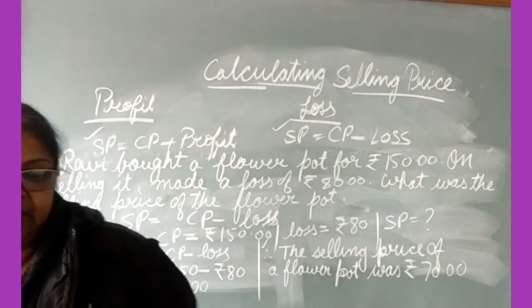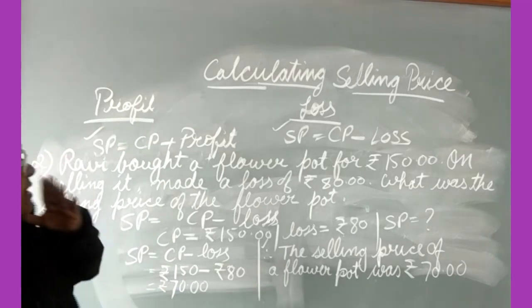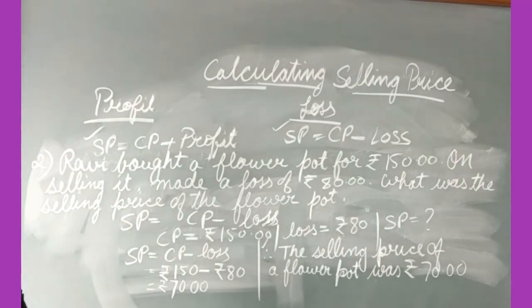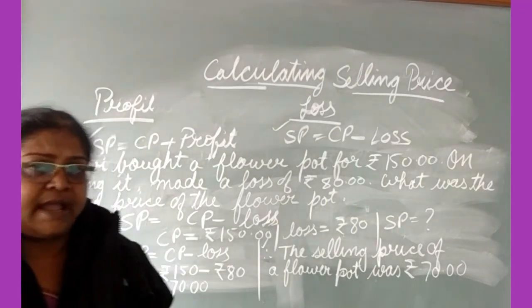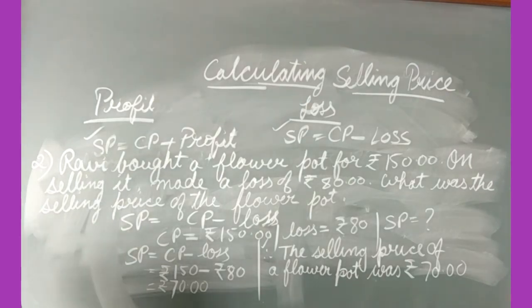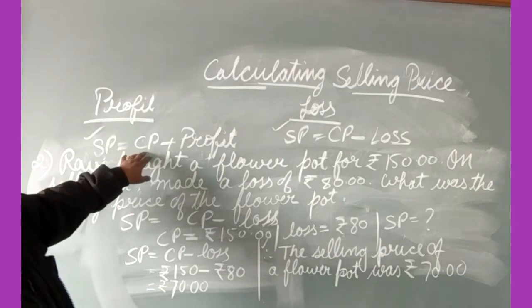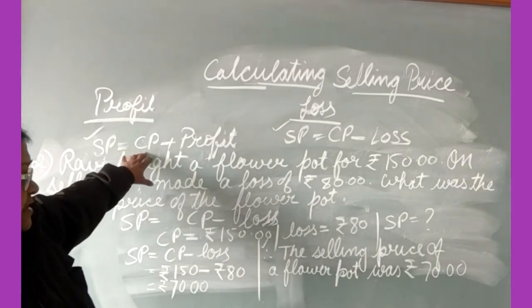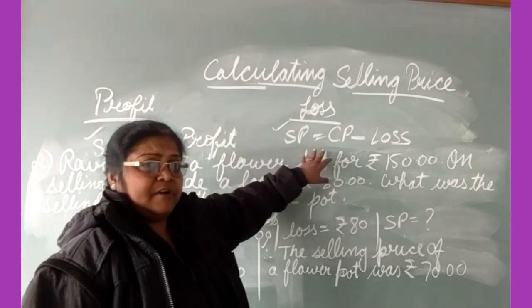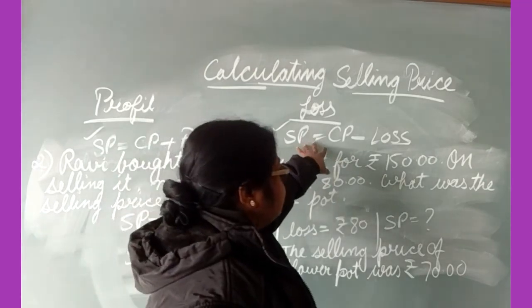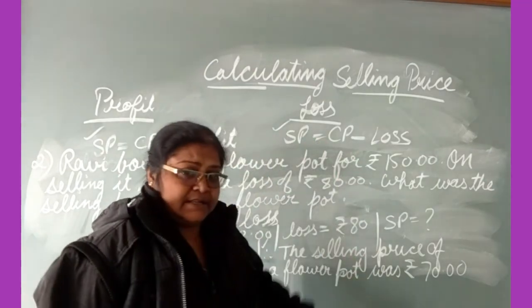So what have you learned today? Today you have learned how to calculate the selling price. When profit will be there, what formula will you use? SP equal to CP plus profit. And when loss will be there, what formula will you use? SP equal to CP minus loss.